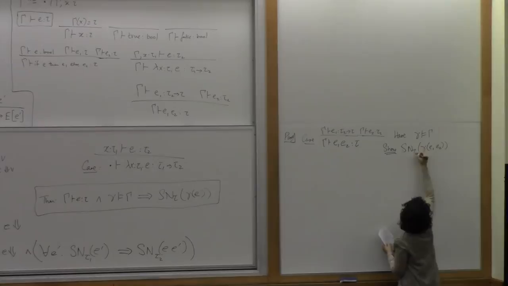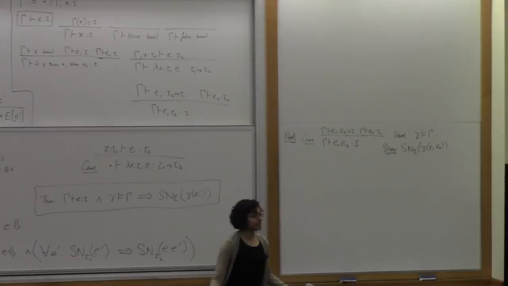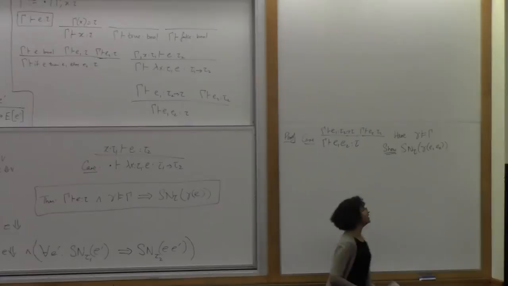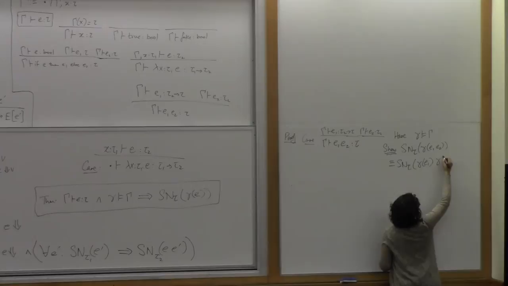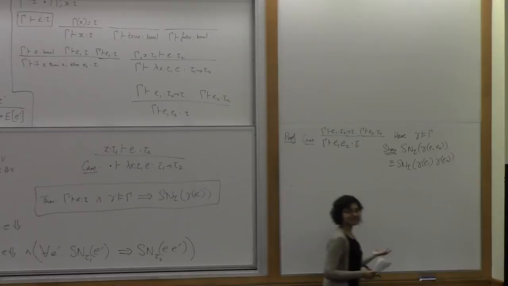Again, let me do the exercise from last time, as in, let's push this substitution in. Let's do something about the substitution, all right? And let's note that proving that application is strongly normalizing is the same as proving that gamma applied to E1 and gamma E2 is strongly normalizing, right? We're just going to push the substitution in. So that's what we want to prove.